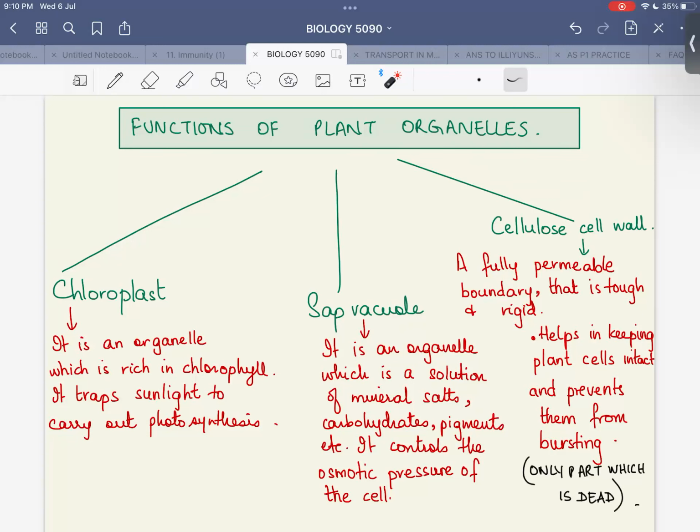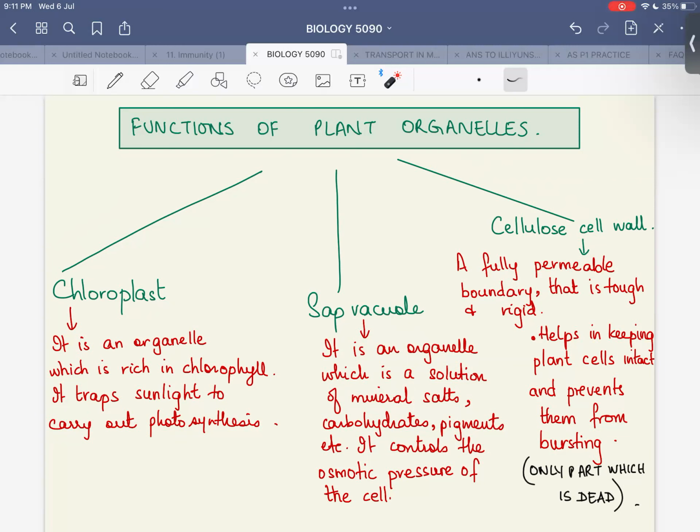The chloroplast is an organelle which is oval in shape, which is rich in the green coloring substance known as chlorophyll, whose function is to trap the sunlight so that it can carry out photosynthesis. So this means that no chloroplast means no photosynthesis can happen. And since plants are the only organisms which can make food or which can photosynthesize, this organelle is specific. It's a distinctive feature of plants only.